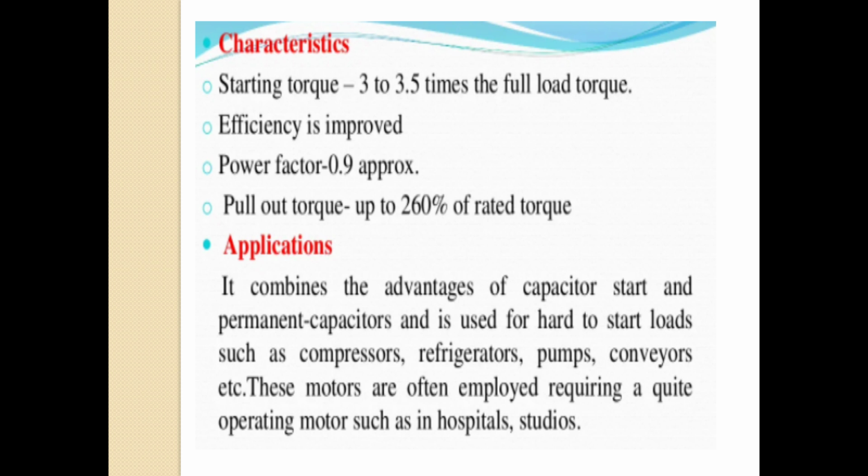Characteristics: the starting torque range will be 3 to 3.5 times full load torque, efficiency is improved, power factor is 0.9, and full load torque is 260%. Advantages of the capacitor start, capacitor run motor are high starting torque, high efficiency and high power factor. Applications: it is mainly used for compressors, pumps, conveyors, refrigerators, etc.